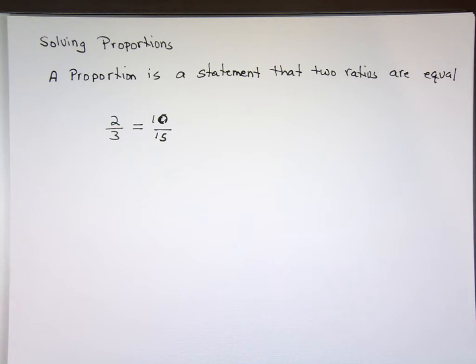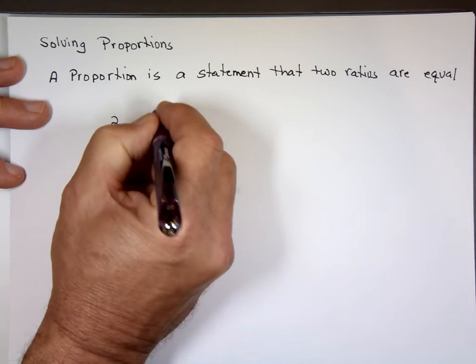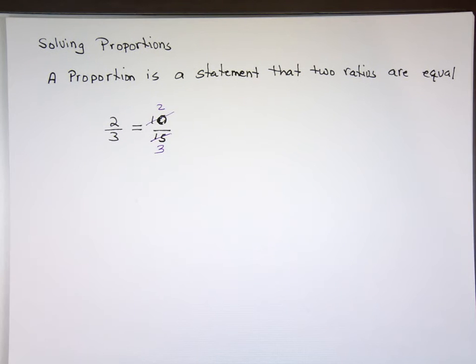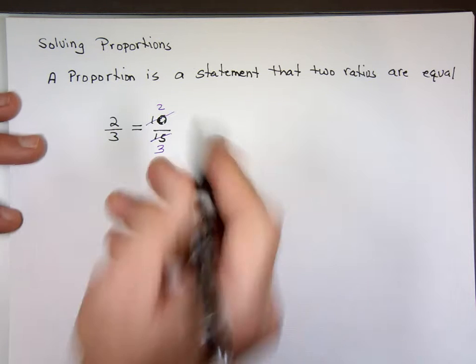Simplify this one by 5. This is 2 over 5... this is 3. Are they equal? Yes. So 2/3 and 10/15 are proportional. They are equal.